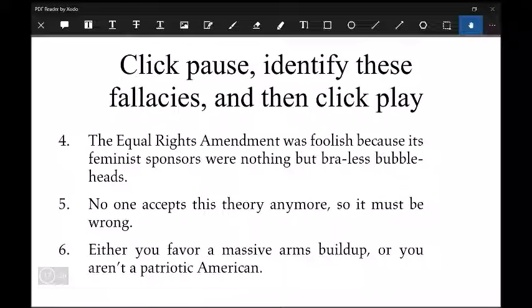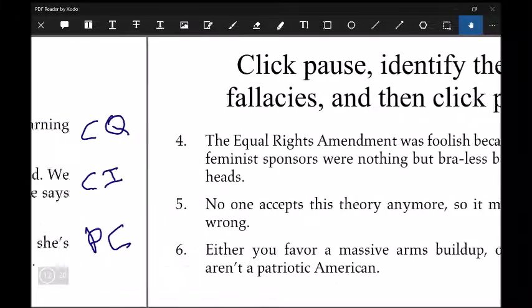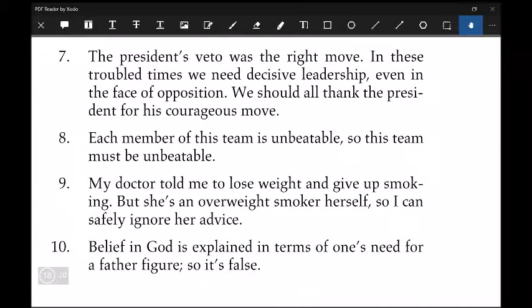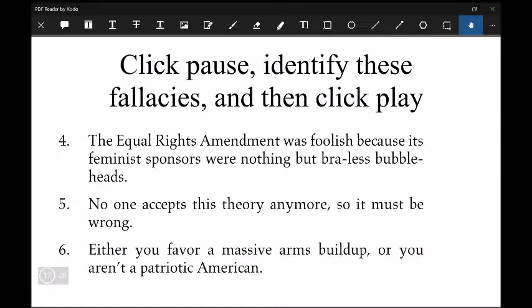Now, I'd like you to do the next few fallacies, 4 through 10, again, from the book on page 60, and I think it slides into 61. Why don't you go through these, click pause, go through these, identify them, and then click play, and you can come back and get the answers.